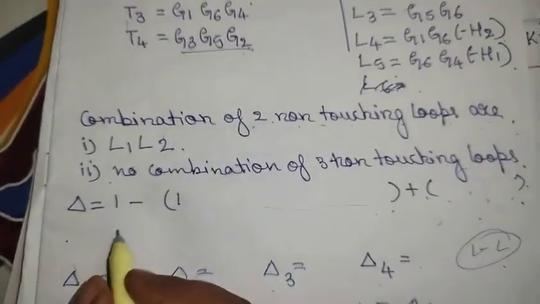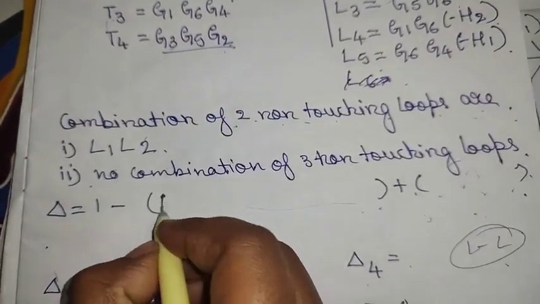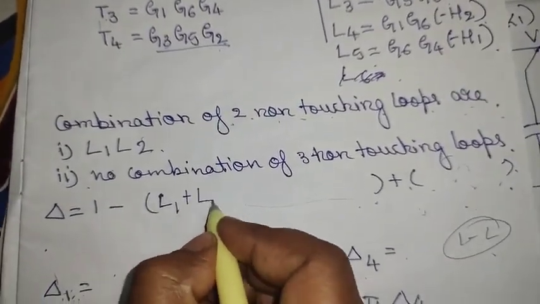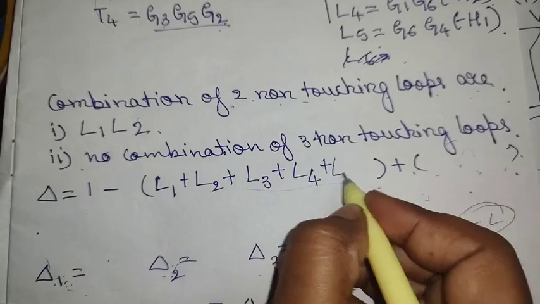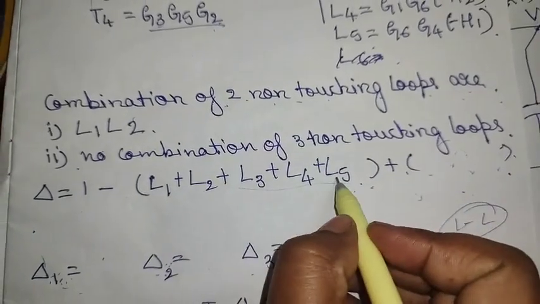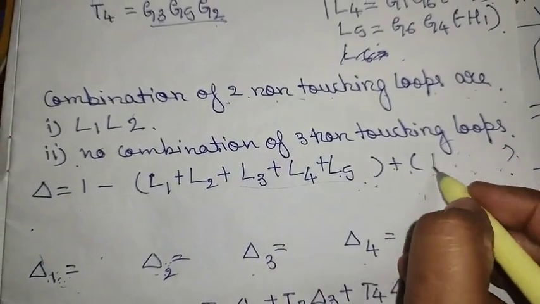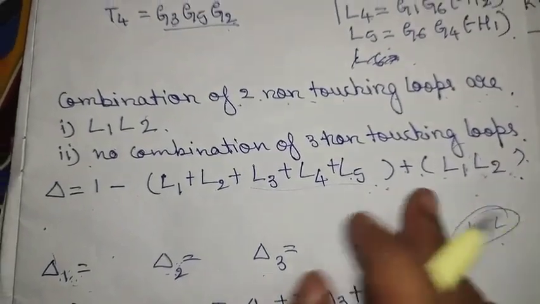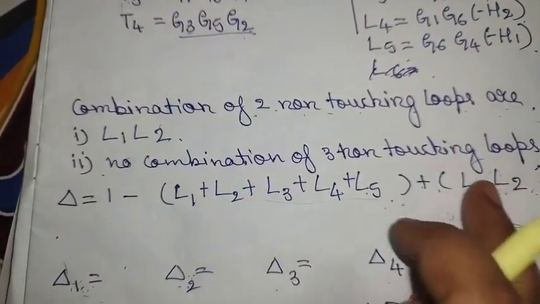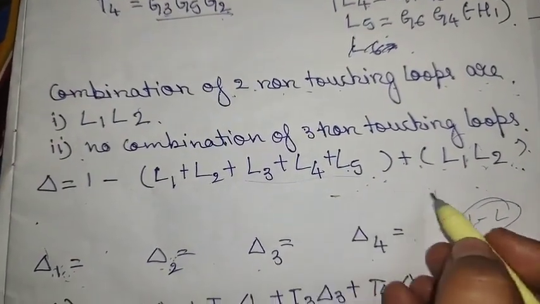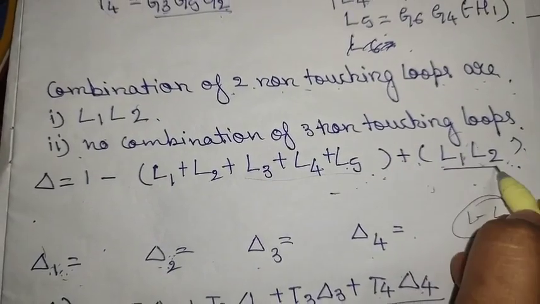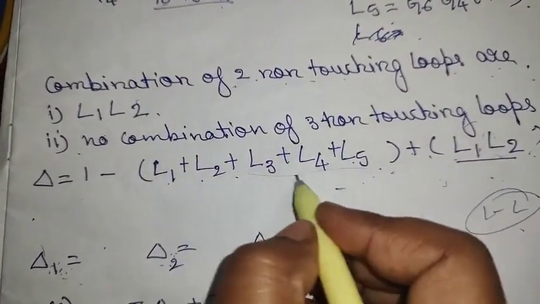And later delta is equal to 1 minus all the individual loops, L1 plus L2 plus L3 plus L4 plus L5, plus the two non-touching loops, that is L1 L2. We don't have the three non-touching loops. If it is available in any other circuit, you need to mention it as a minus with the three non-touching loops. Remember, here we do the multiplication.